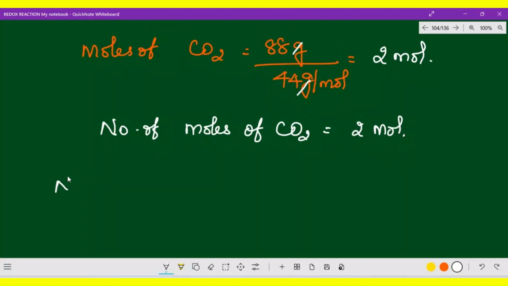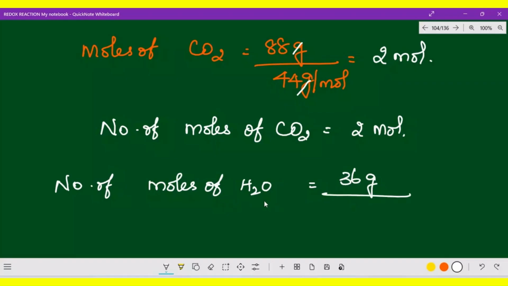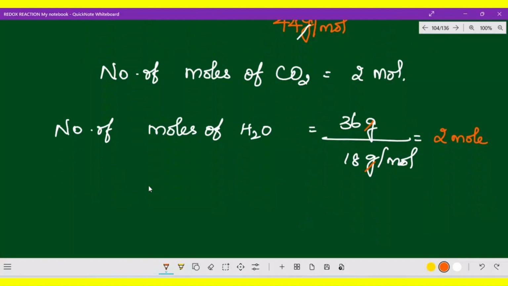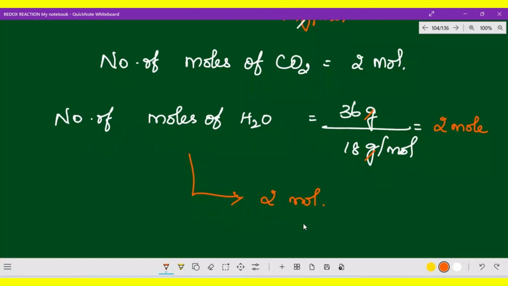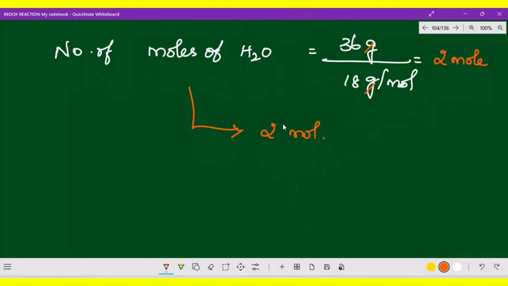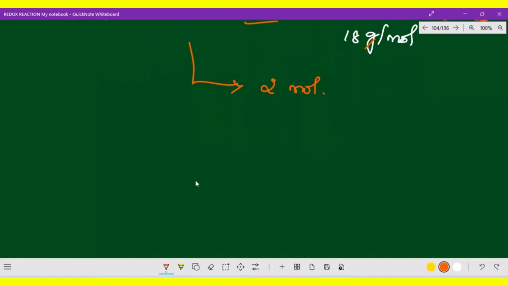Right, got it. Now the same way for water. Number of moles of water: given mass is 36 gram and molecular mass of water is 18 gram per mole. Here also gram and gram will be cancelled, so you will get 2 moles. So the number of moles of water is 2 mole. Now both things we got, the number of moles of water and of carbon dioxide. Now we have to identify the number of moles of oxygen.